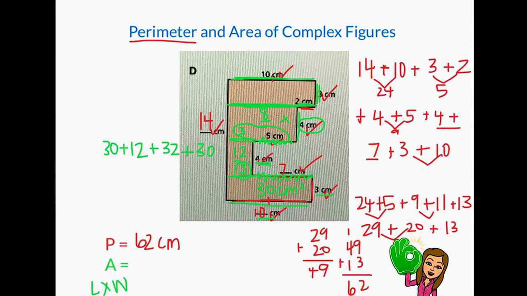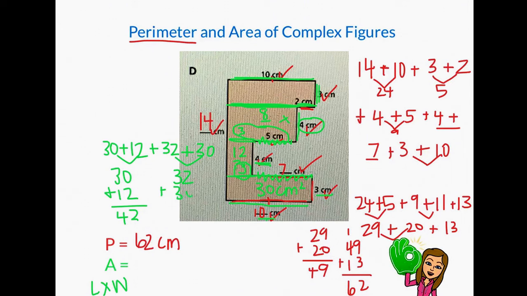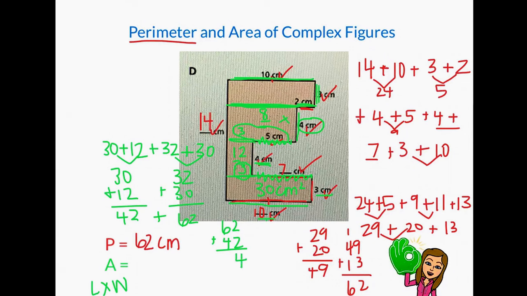So I'm going to start by adding 30 plus 12. That gives me 42. And I'm going to start again by adding 32 plus 30. That gives me 62. Last step is I just need to add 62 plus 42 to get my final area. 2 plus 2 is 4, 6 plus 4 is 10. So altogether, this complex figure has an area of 104 centimeters squared.